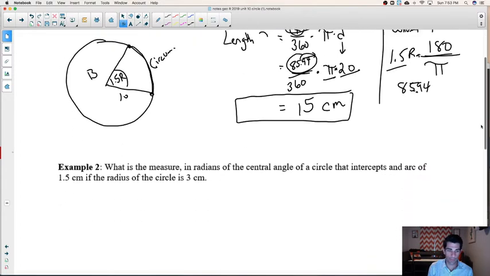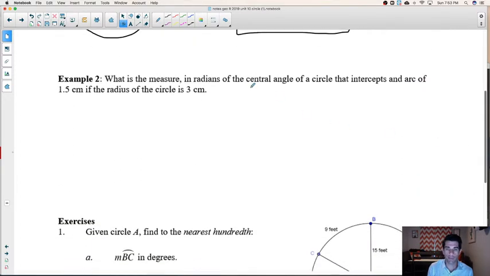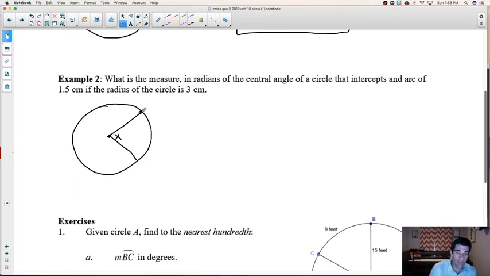All right, example 2. What is the measure in radians of the central angle of a circle that intercepts an arc of 1.5 centimeters if the radius of the circle is 3? So I'll draw the picture of the circle so I can have an idea of what they're talking about. The question says, what is the measure in radians of the central angle? So here's going to be my x. That intercepts an arc of 1.5 centimeters, which means the distance from here to here is 1.5. And it has a radius of 3.